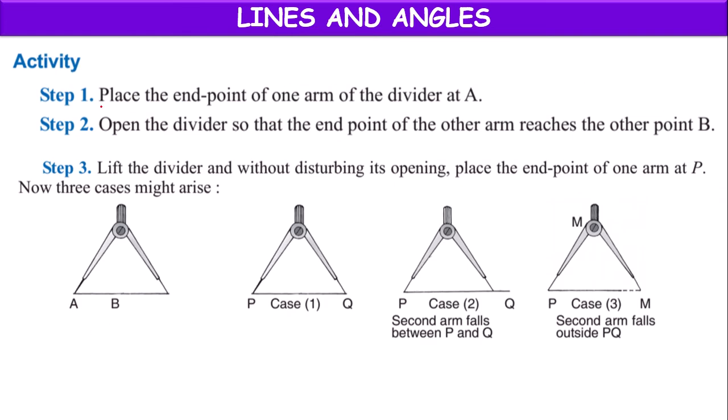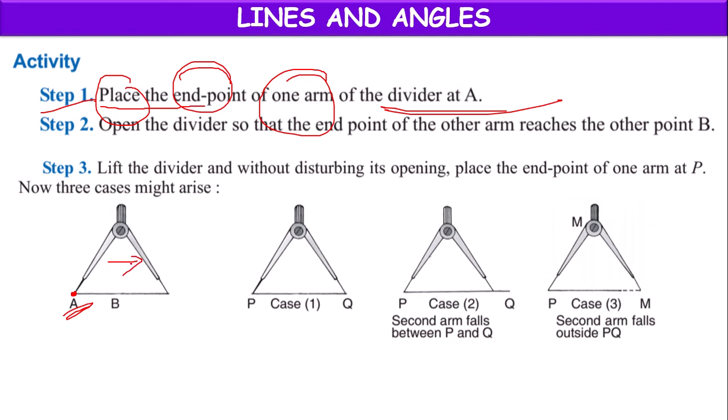So how do we compare the lengths? In step 1, place the end point of one arm of the divider at A. We take the divider and keep one end point at the point A, and we stretch the divider towards the right side, up to the point B. As long as we reach the point B, the distance between the end points will be the length of line segment AB.